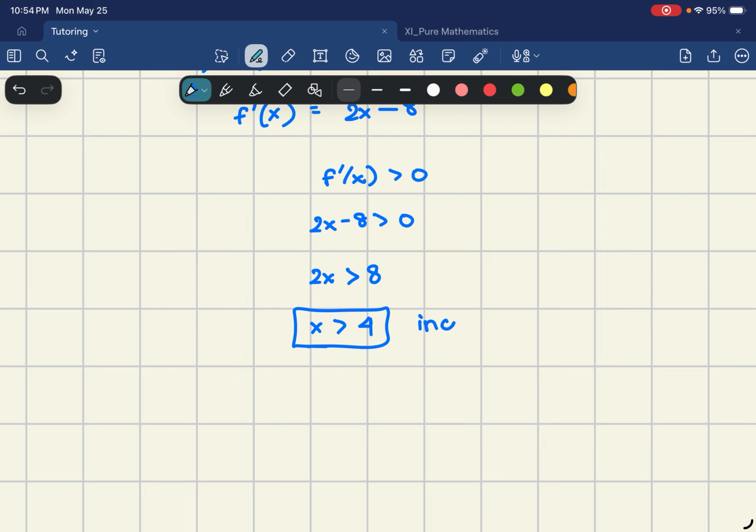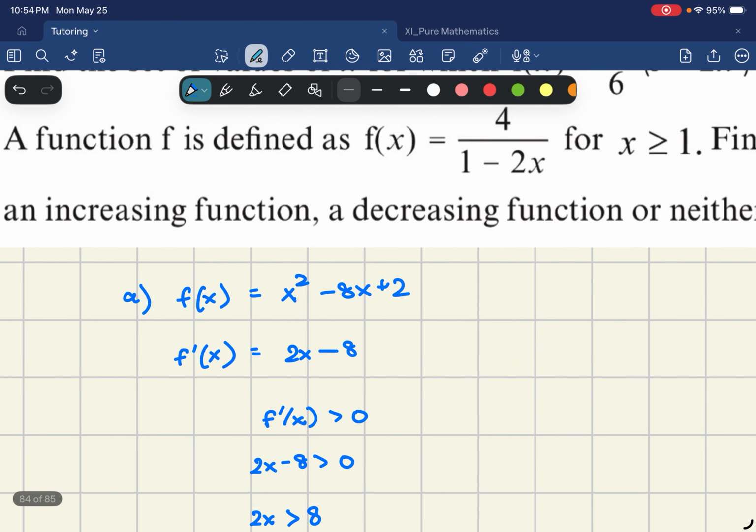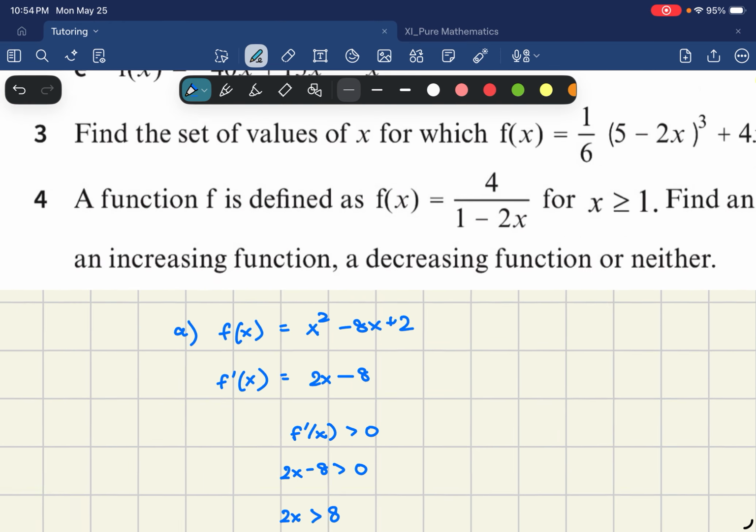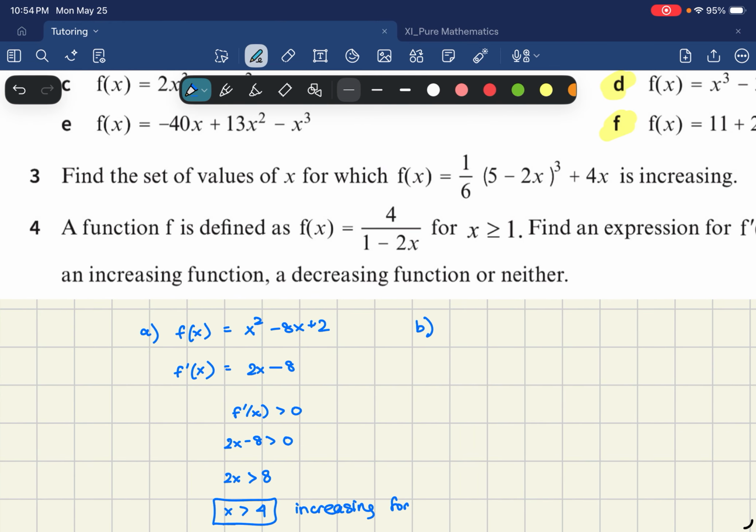So increasing for x bigger than 4. If x is exactly 4, then it's 0, right? So you can't say anything. So for x bigger than 4, your function is increasing, strictly increasing.